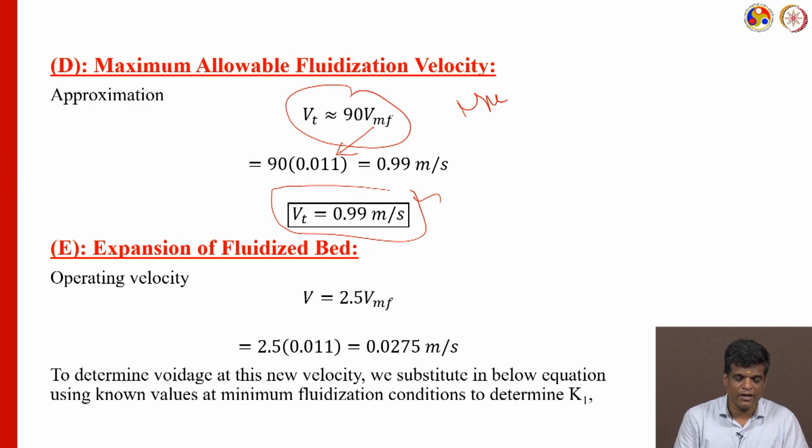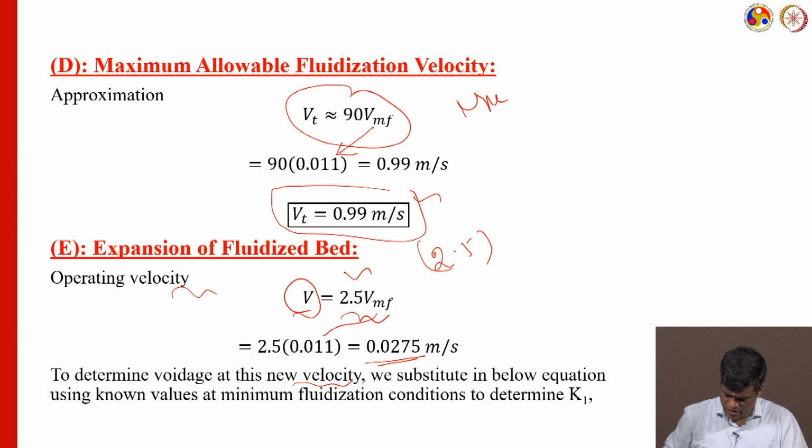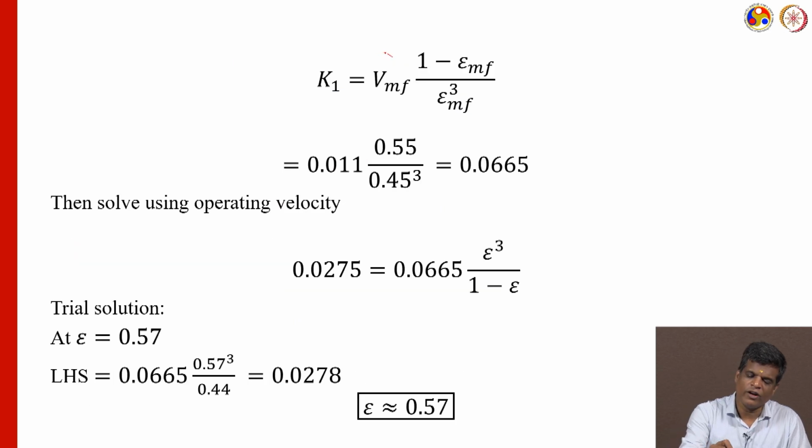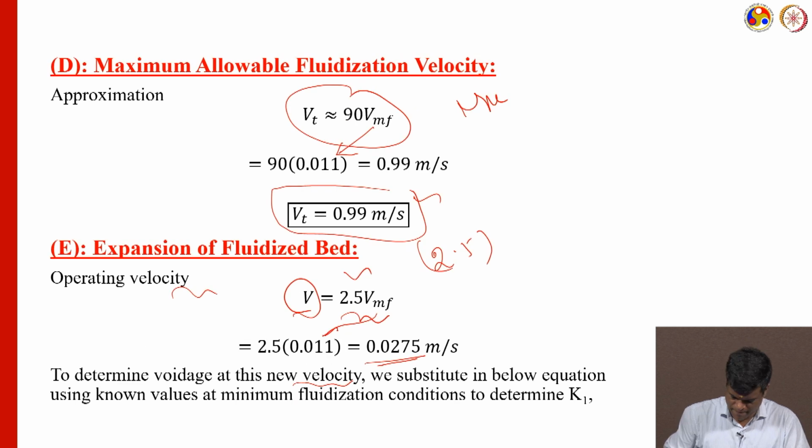So the expansion of the fluidized bed: this problem itself we discussed, if it expands 2.5 times, what will happen? The problem has given the new velocity equal to 2.5 times Vmf. So Vmf we already know, then we get the new velocity. We multiply by 2.5 because the problem itself gave the expansion of 2.5 times. We know the minimum fluidization velocity from the previous problem, 0.011 Vmf here.